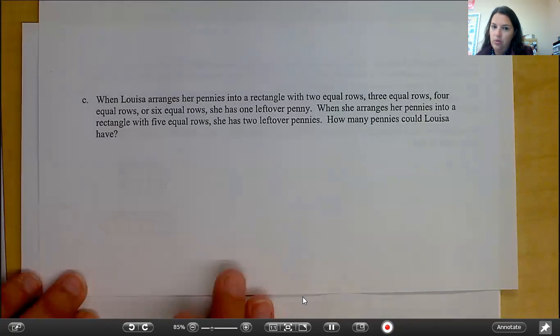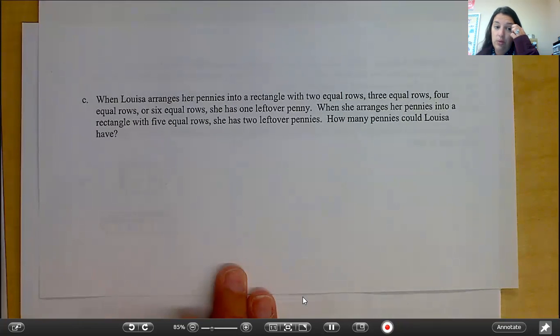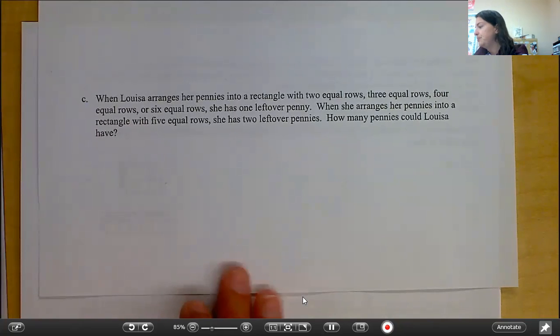And part C, when Louisa arranges her pennies into a rectangle with 2 equal rows, 3 equal rows, 4 equal rows, or 6 equal rows, she has 1 leftover penny. When she arranges her pennies into a rectangle with 5 equal rows, she has 2 leftover pennies. How many pennies could Louisa have? Go ahead and figure out part C.